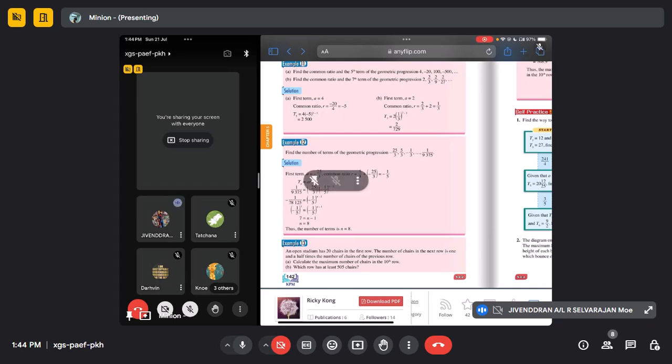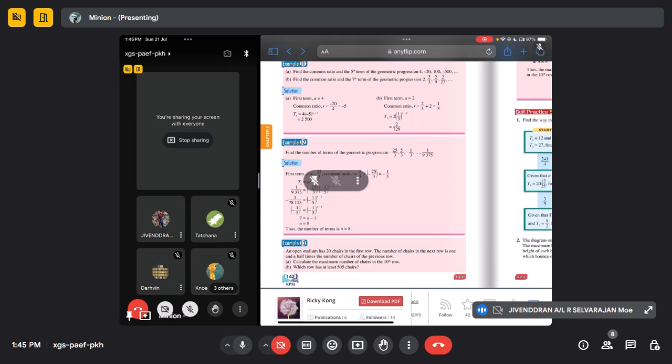And then they're asking us to find the number of terms, which is n. So Tn equals ar to the power of n minus 1. We know that Tn is usually the last term, so the last term here is 1 over 9375. So we can substitute here, and then we have the a and the r, and then we move around the numbers, then we will get negative 1 over 5 in bracket to power 7 equals negative 1 over 5 in bracket to power n minus 1.